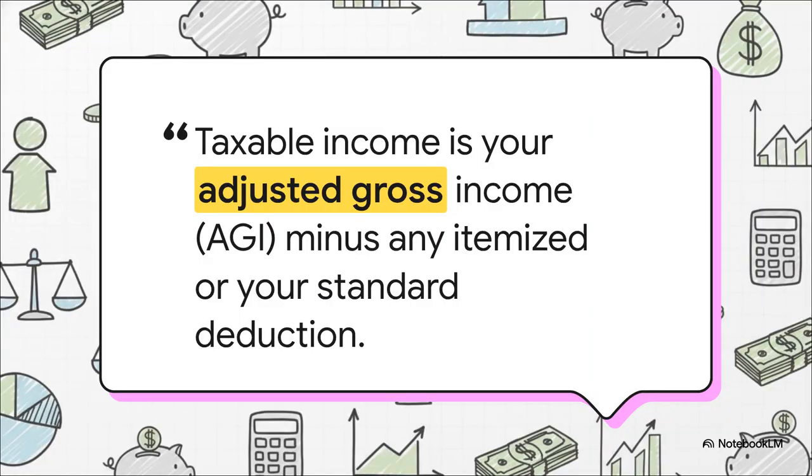And the IRS itself tells us exactly what comes next. Once you have your AGI, you subtract your deductions. This is the step that actually shrinks your income before any tax rates get applied. The number you're left with is your taxable income, and that's the number that really matters.